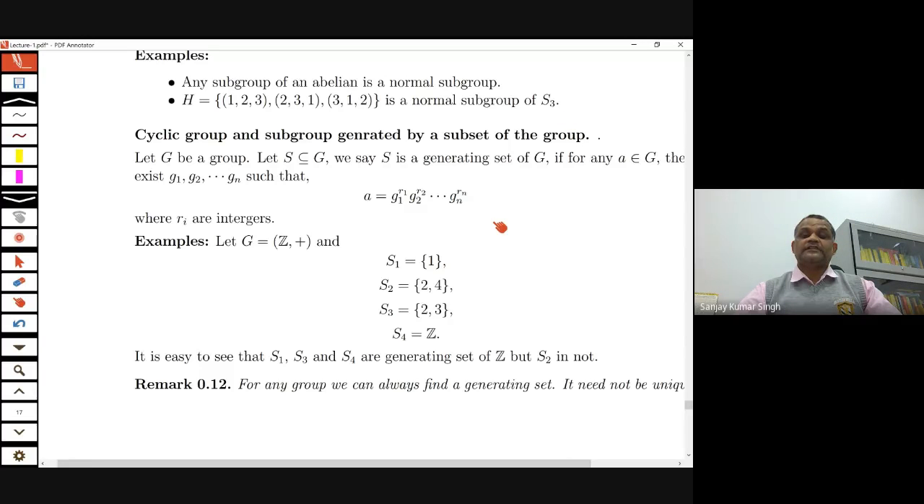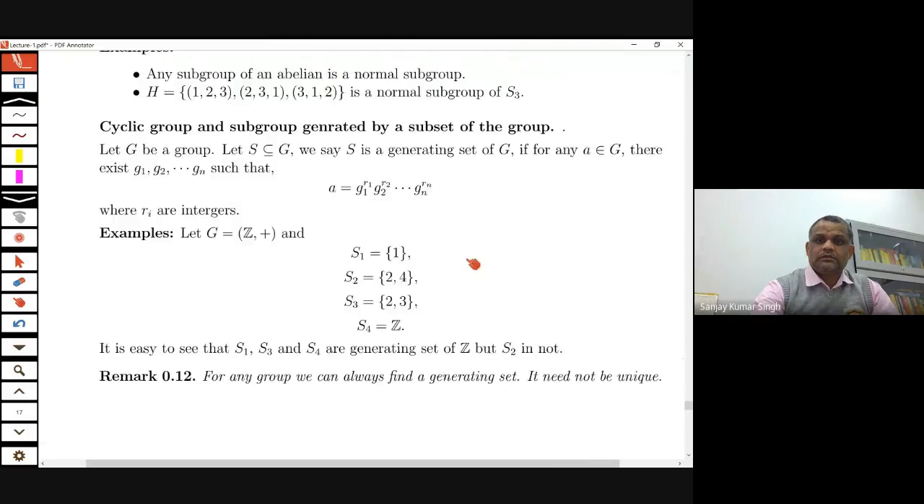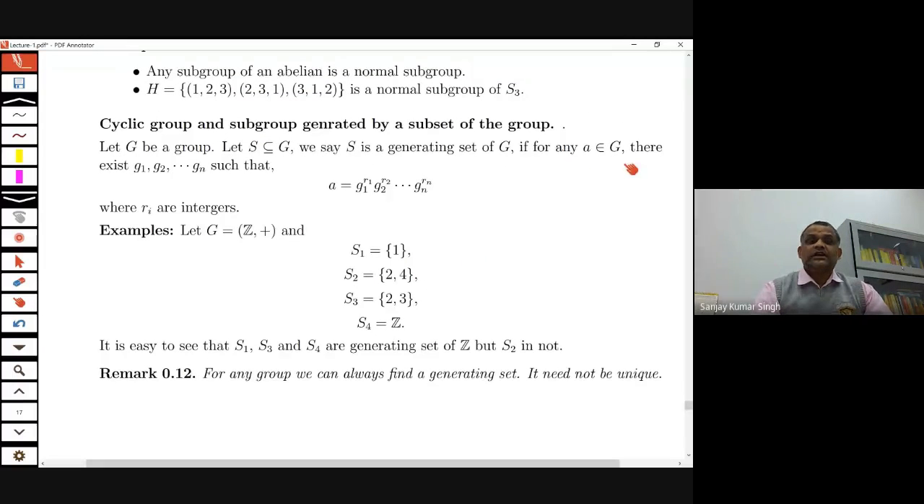Now I am going to define some nice groups called cyclic groups, and I will also talk about the subgroup generated by a subset of a group. Let G be a big group and S be any subset of G. We say that S is a generating set of G if for every a in G, there exist elements g1, g2, ..., gn in S such that a is written as g1^r1 g2^r2 ... gn^rn. So we say that the group is generated by this set, where all gi belong to S.